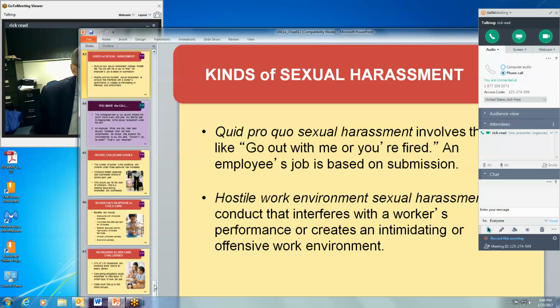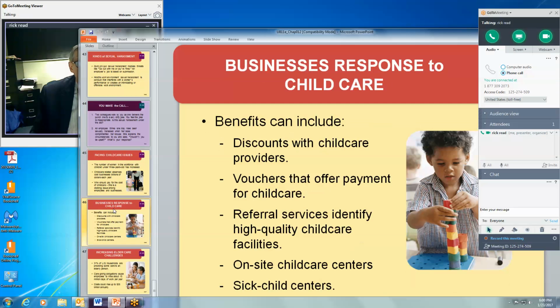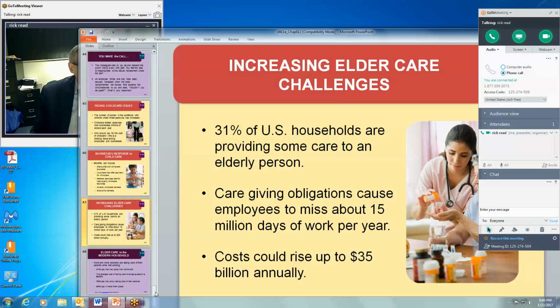And there's some other issues coming to face us. Child care issues, elder care issues. These are issues that are coming up, and companies have to face them if they intend to continue to have the type of employee they want.